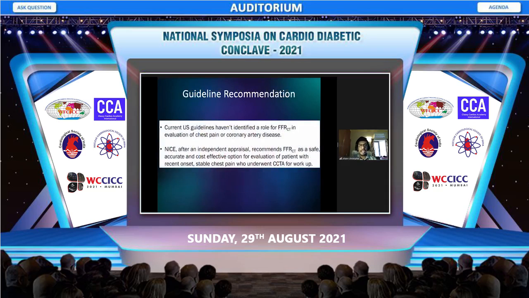Just going to look at the guidelines once. The US guidelines haven't recommended it at this point, but the British NICE guidelines, after an independent appraisal, recommend FFR CT as an accurate, cost-effective option for evaluation of patients with recent onset stable chest pain who are referred for CCTA for workup.